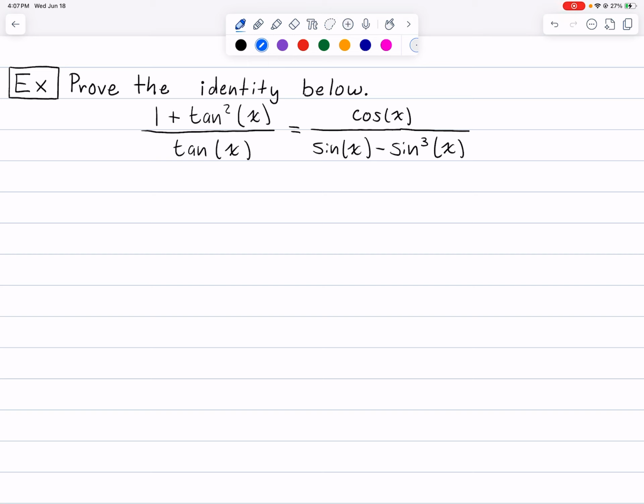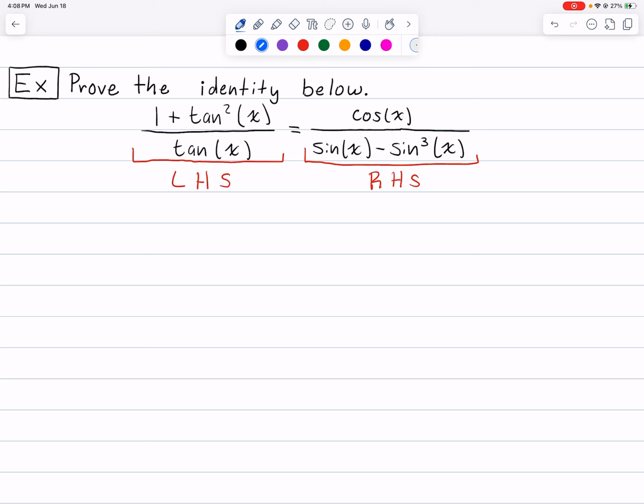So for this one, it looks like both sides are what I would say are quote-unquote ugly. So you want to kind of do both sides and meet in the middle. So you're probably wondering, what does that mean? I said that earlier in class. Well, it means we're going to label one of these sides as the left-hand side and the other side as the right-hand side.